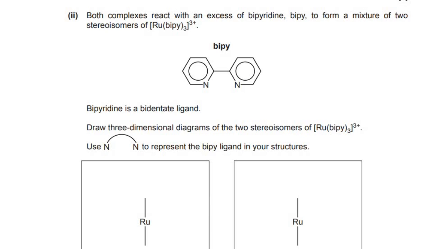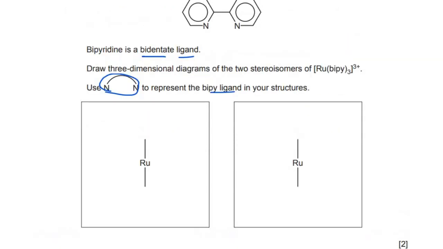Okay, both complexes react with an excess of bipyridine, BIPY, to form a mixture of 2 stereoisomers of this given. So this is the BIPY, bipyridine. You can say it's a kind of ligand, a bidentate ligand. Here it's given as a bidentate ligand. So draw a 3-dimensional diagram of the 2 stereoisomers and use this to represent the ligand in your structures. Now you're supposed to draw the 2 stereoisomers with a bidentate ligand.